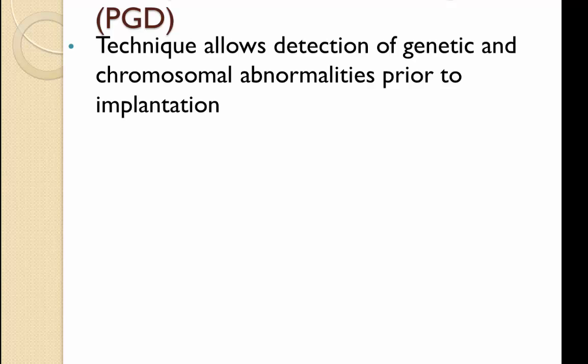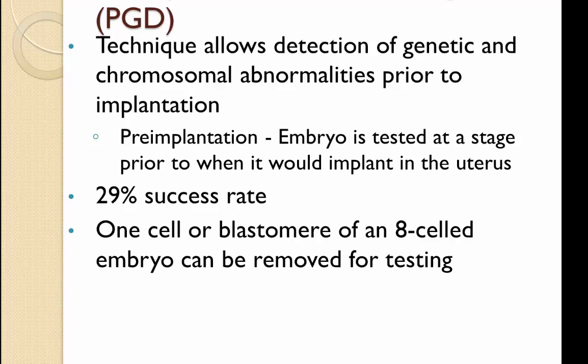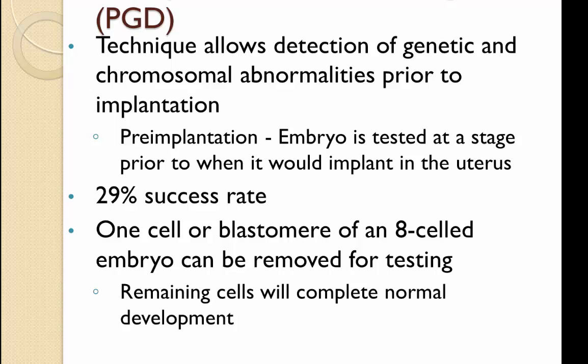You can now get pre-implantation genetic diagnosis before you implant. So this is helping them look for genetic or chromosomal abnormalities before they implant the fertilized embryo in the woman. So it's tested genetically to see if there are any complications. One cell, or blastomere, of an 8-celled embryo can be removed for testing without any complication to the embryo itself, and those that are left continue to develop normally.